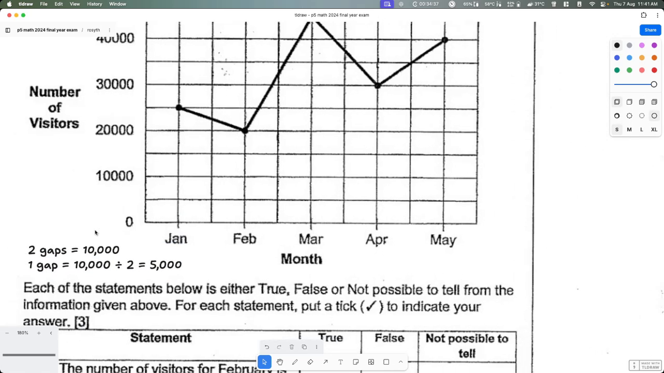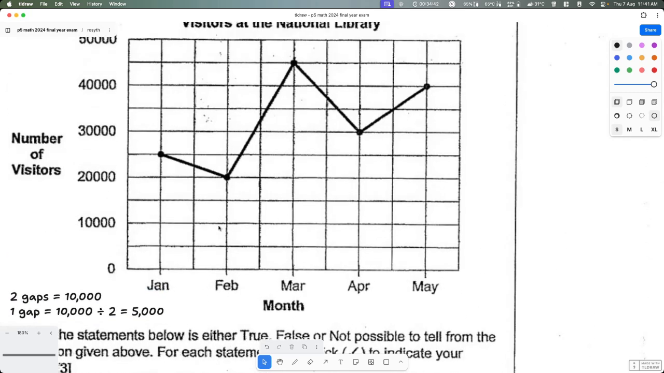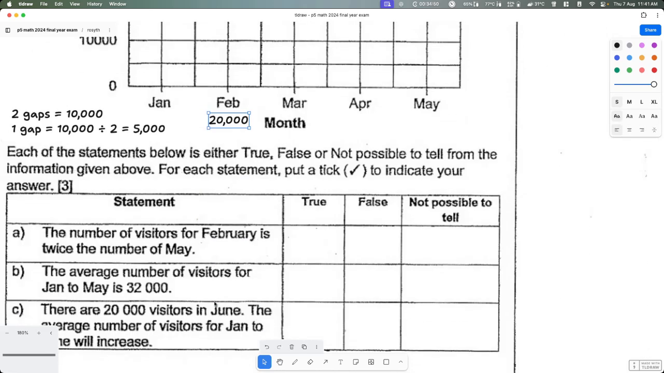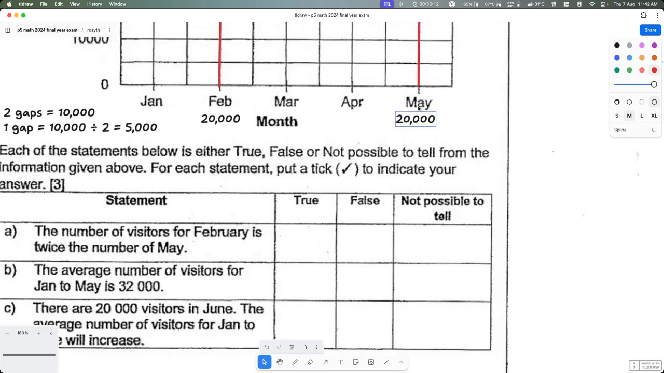All right, so now the number of visitors for February is twice the number of May. So February over here is 20,000, sorry, 20,000. And then for May, how many is May? May is 40K in this case over here, right? So if I draw two lines, I'm gonna make this red. So February is here, which is 20K, and then May over here, draw this line, is 40K. That's what you see over here. Okay, so the answer is correct.